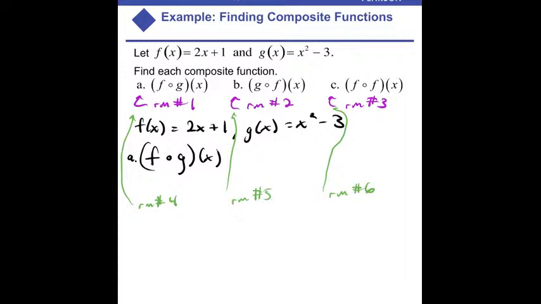Okay, that's how much time is remaining. We got about a minute to do each one.